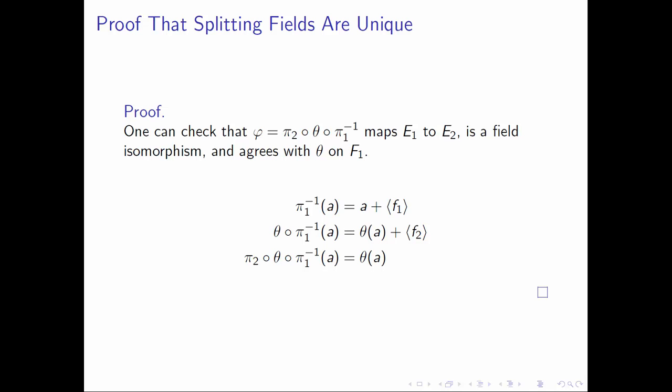Pi 2 again is just take this polynomial and evaluate it at alpha 2, and this polynomial evaluated at alpha 2 vanishes. And so the ideal generated by f2 part just goes away, and the theta of a part sticks around. And so we see that if we plug a into this giant composition for phi, what we end up with is just theta of a, which is what we wanted it to do. We wanted phi to agree with theta when we only looked at particular elements of F1.